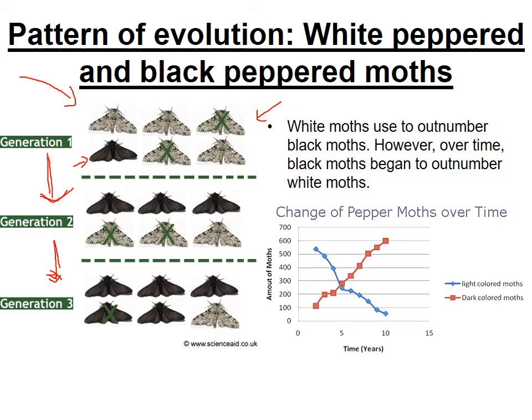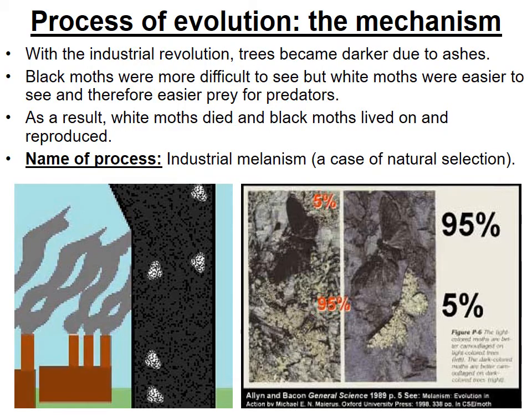So these are called peppered moths. The light-colored moths, over time, decreased, and the black-colored moths, over time, increased. So this is our pattern of evolution. Let's take a look at what led to that. The process that led to this, the mechanism, is actually called natural selection.